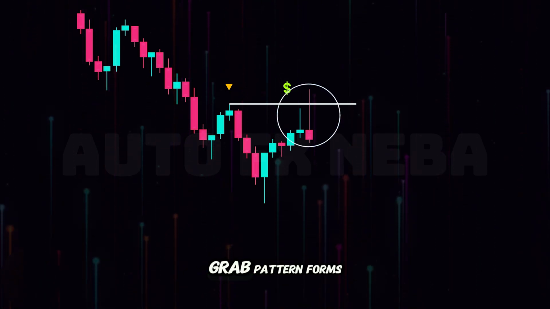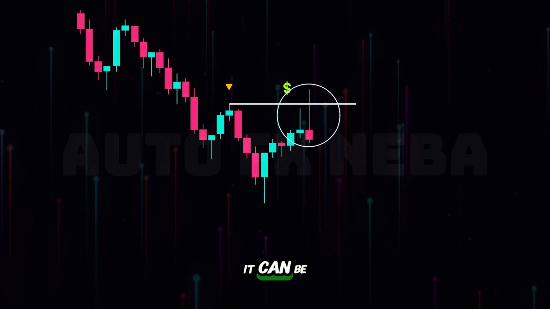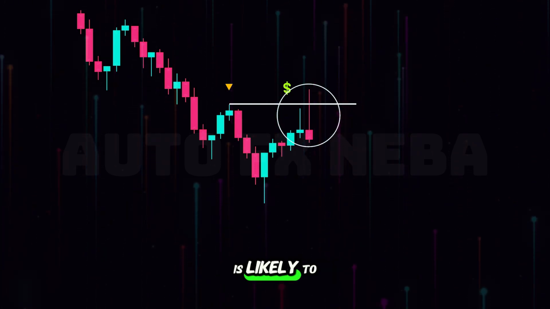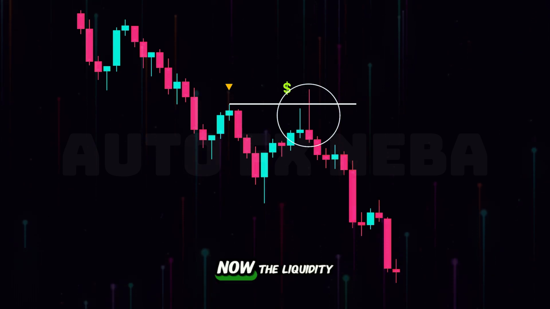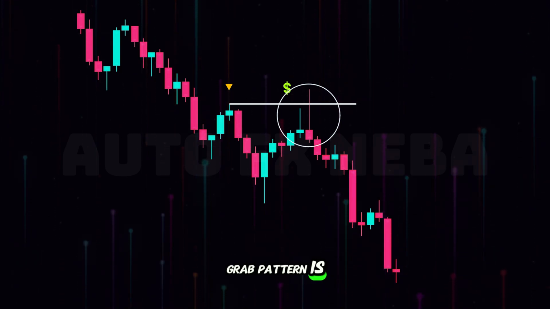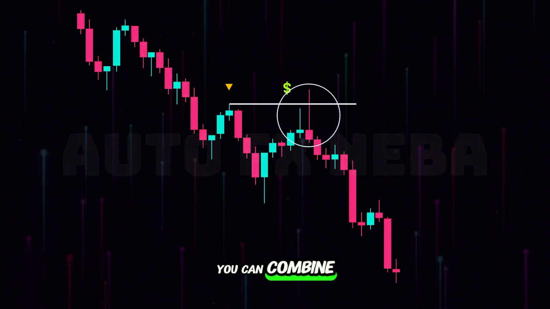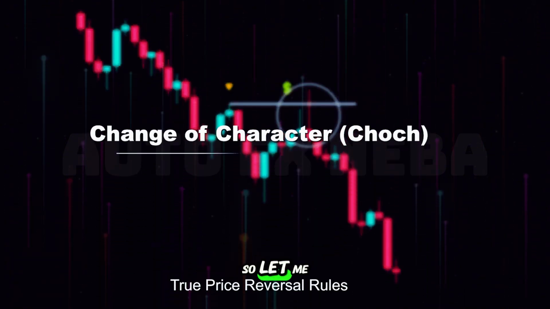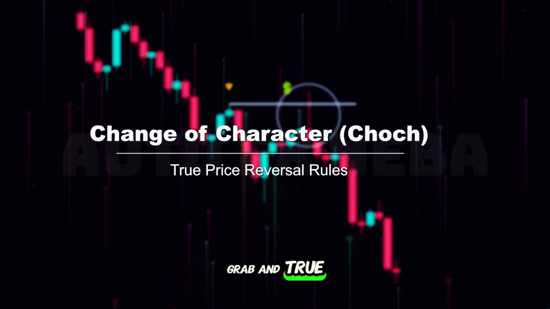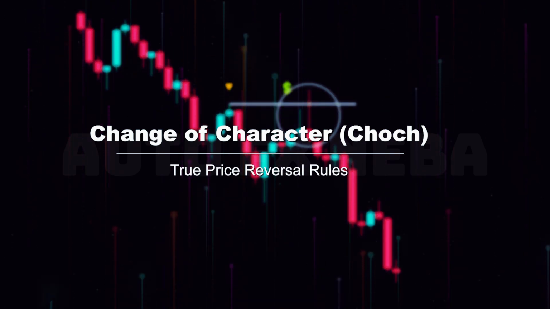When a liquidity grab pattern forms at a resistance level, it can be a strong signal that the market is likely to move downward. Now, the liquidity grab pattern is an early reversal sign, but in order to make it more reliable, you can combine it with the change of character. So let me show you how a valid liquidity grab and true reversal happen on the chart.